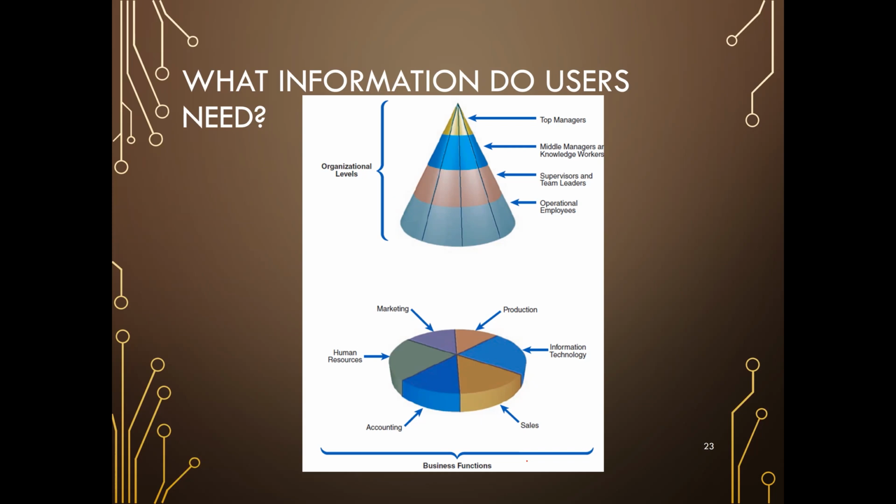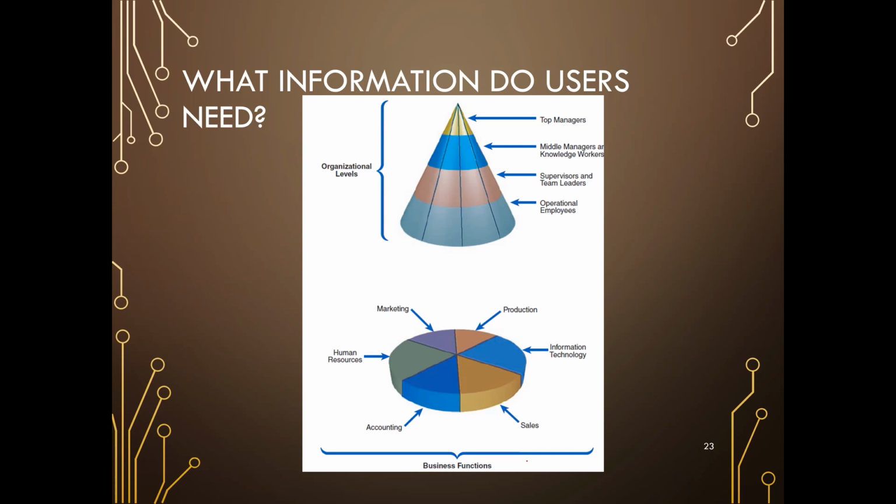And the last level is operational employees. You can see in the cross section, in each pie, each level of the organization needs to have this kind of data: accounting, human resources, marketing, production, IT and sales, a bit of them, as the business functions at their level that they have to know. These are the information that users need.